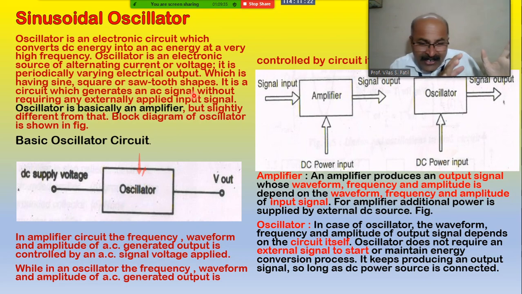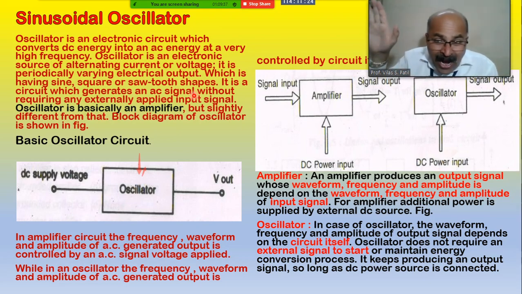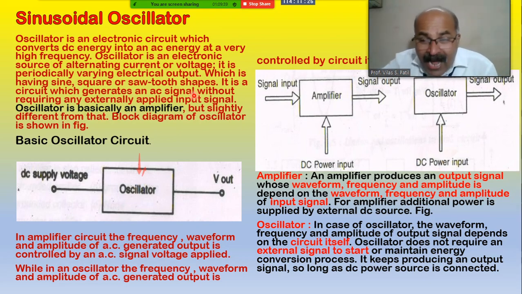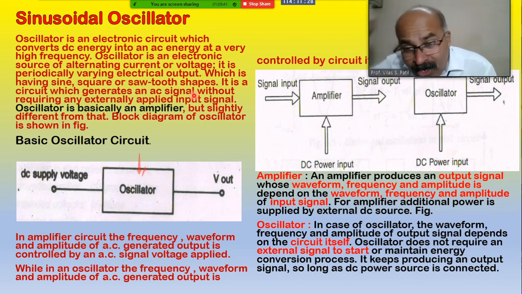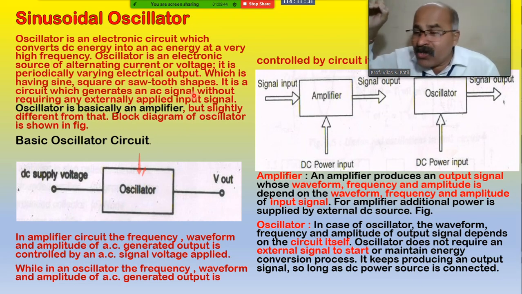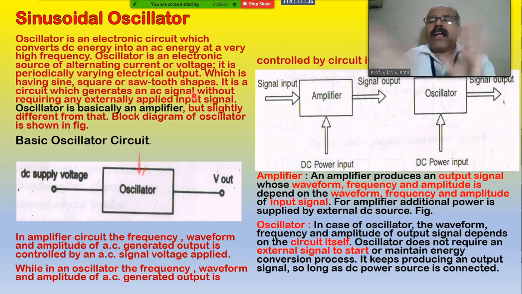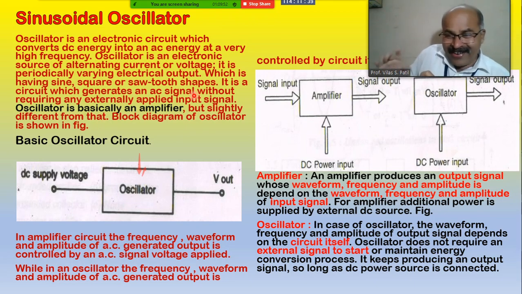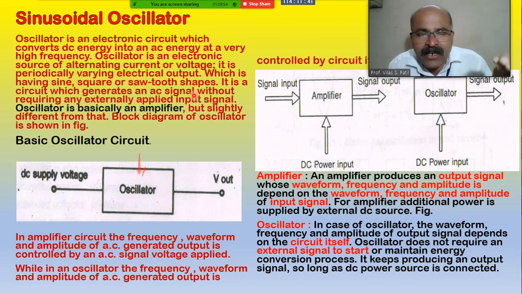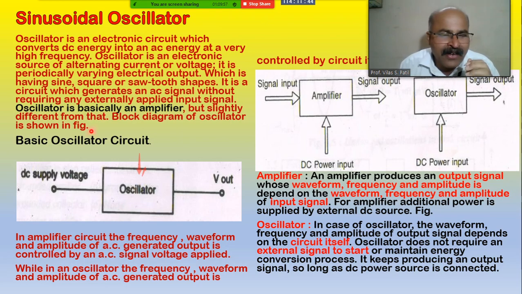It is the circuit which generates the AC signal at the output without applying any external trigger or any external AC signal at the input. इनपुटला कसलाही एसी द्यायचा नाही, आउटपुटला मात्र ते काय देतंय? एसी सिग्नल देतंय. अशा सर्किटला ऑसिलेटर असं म्हणायचं.